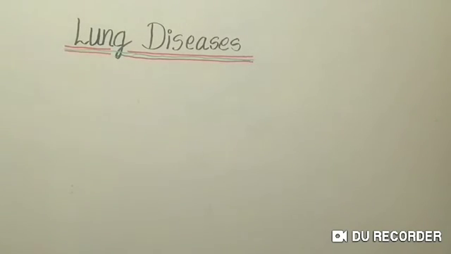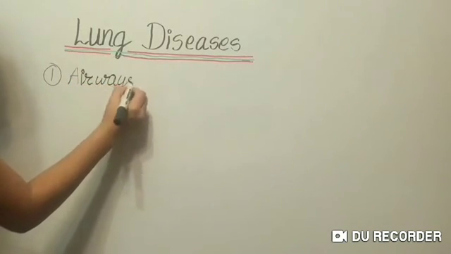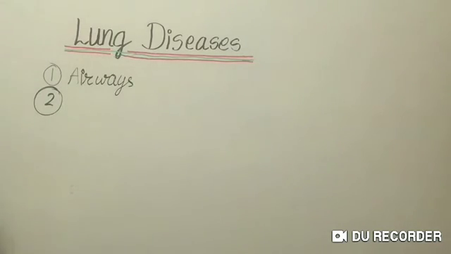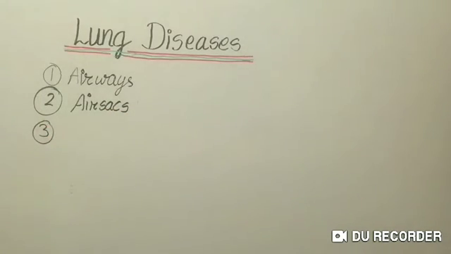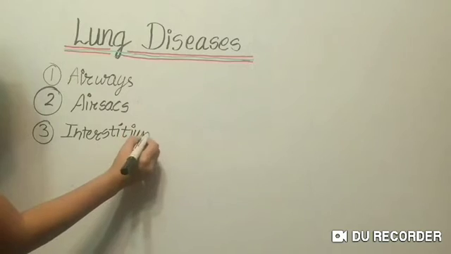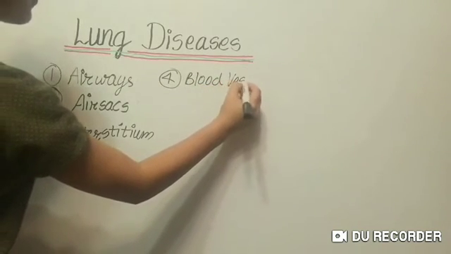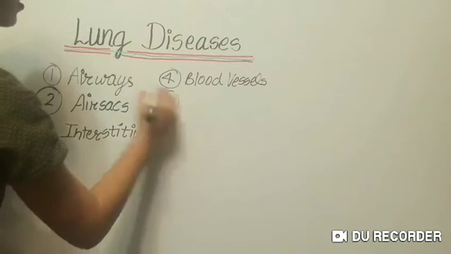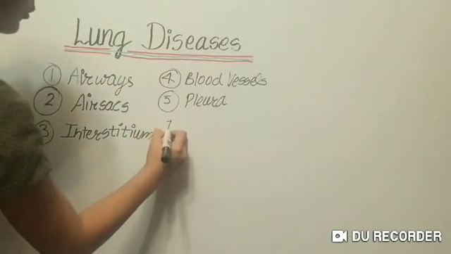Today we will discuss lung diseases and their classification according to the location or affected parts. The first part is lung diseases which affect the airways, diseases like asthma or COPD. Second is lung diseases which affect air sacs, like emphysema and pneumonia. Third is lung diseases of the interstitium, like sarcoidosis. Fourth is blood vessels, like pulmonary embolism. Fifth is lung diseases which affect the pleura, like pleural effusion, hemothorax, chylothorax, etc.